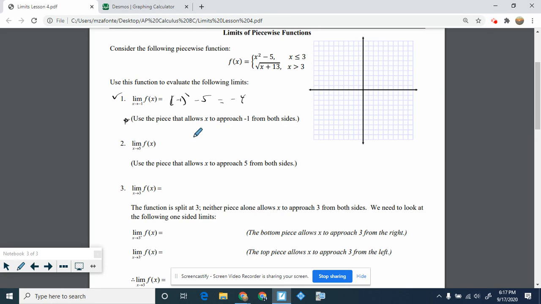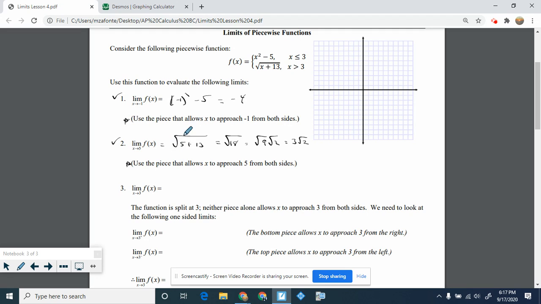So now let's do the limit of f of x as x goes to 5. How can I get my inputs to get driven to 5? Which piece would allow me to do that? Well, it would have to be when my inputs are, in this case, greater than 3, because 5 is greater than 3, right? It would be in that interval. And so then I can just directly substitute into that and get radical 5 plus 13, which is the square root of 18. If I wanted to get bananas and simplify that, radical 9 times radical 2 is radical 18, right? Why did I do that? Well, because the square root of 9 is simply 3, so I can clean it up and write 3 radical 2. Again, use the piece that allows you to approach, in this case, 5 from both sides.